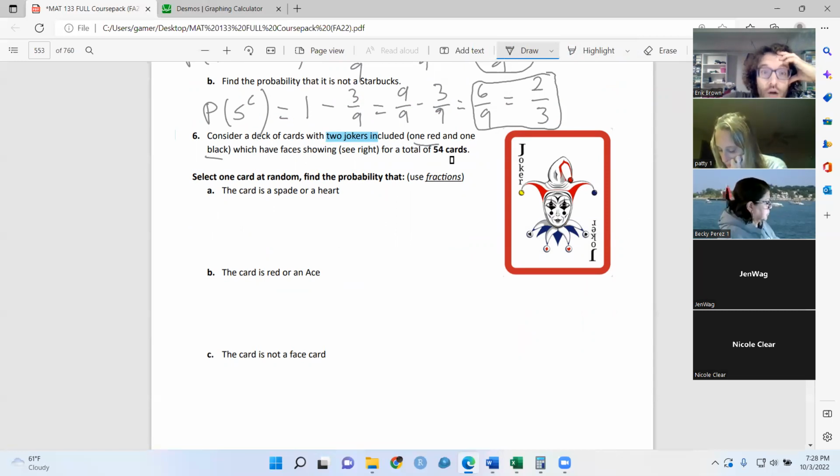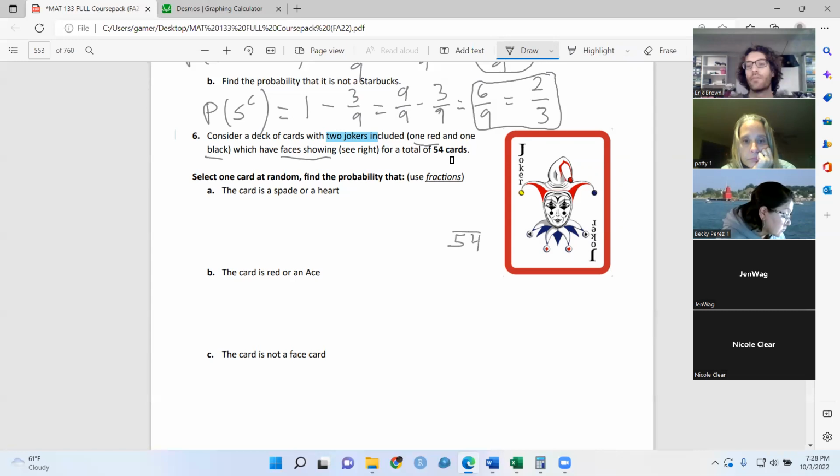And these are face cards. So that takes our total from 52 up to 54, which means any divisor, any denominator for any of these things has to have a bottom of 54. That's the size of the sample space.